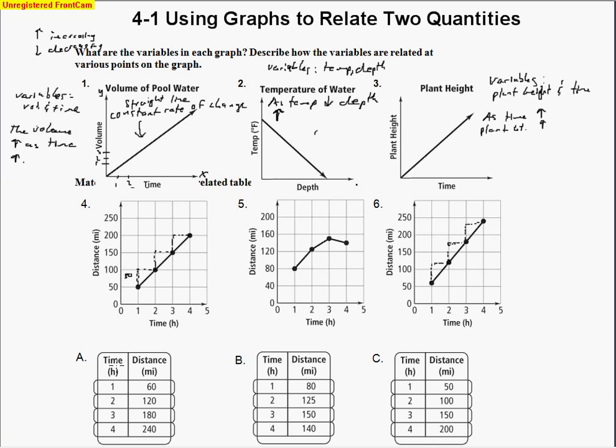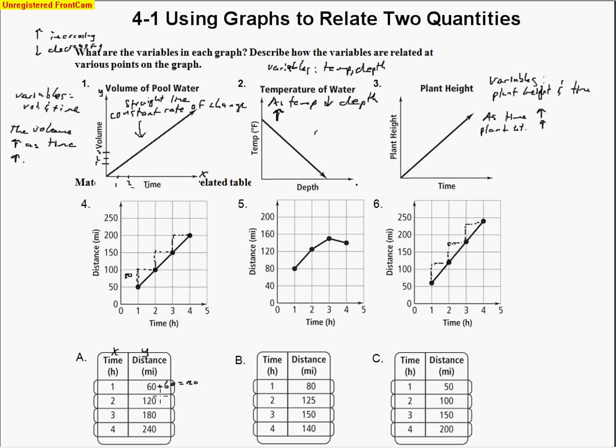On our tables, they give us the same variables. They give us time and distance. So this is our x-axis, and this is our y-axis. They're giving us that for 1 hour, it's 60 miles. For 2 hours, it's 120. So if it's a constant rate of change, what we're going to end up seeing is the number of miles is going to increase at the same rate as the time does. So it's increasing by an hour here, and if I add 60, I get 120. And that's increasing by 1 hour.